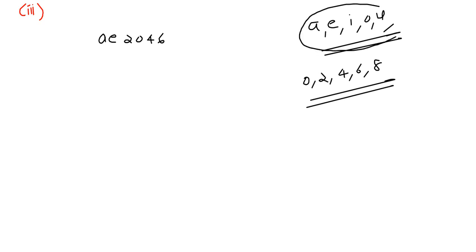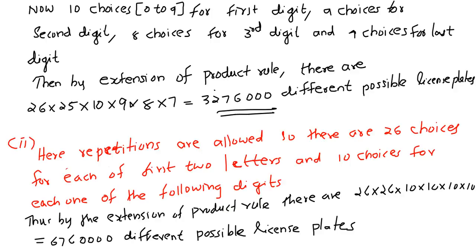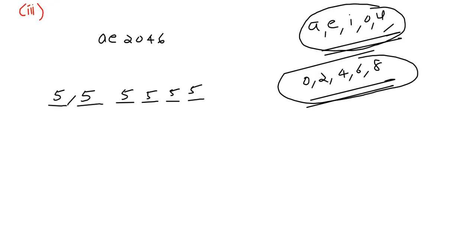These are 5 even digits and 5 vowels. So first two places there are 5 choices for each, and there are 5 choices for the last 4 places. So there are 5 into 5 into 5 into 5 into 5 into 5. This is the final answer.